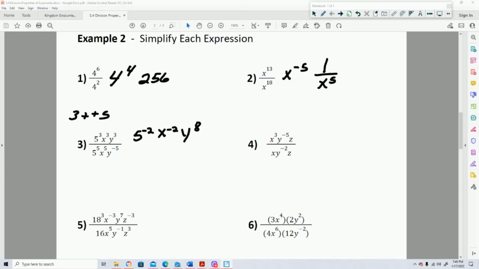The 5 and the x go to the bottom. The y to the 8th stays on top, so we get y to the 8th over 5 squared. I should have made that 25x squared. So I would just basically change this to 25x squared. Should have done that before I wrote that down. So y to the 8th over 25x squared. Okay, look at the next one. Then we'll bring these up.